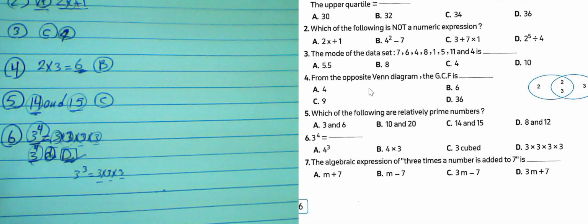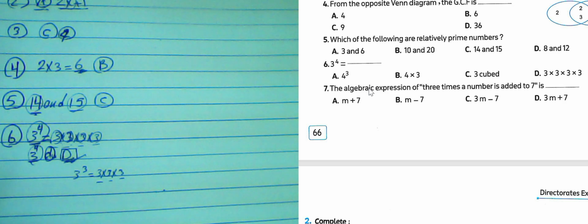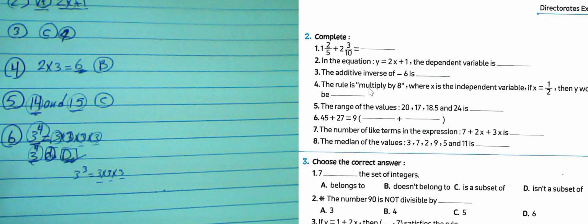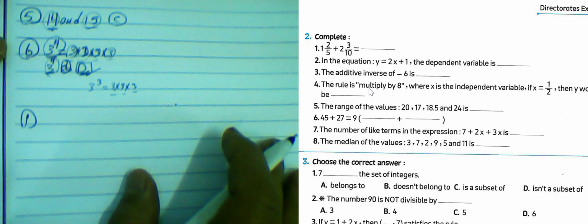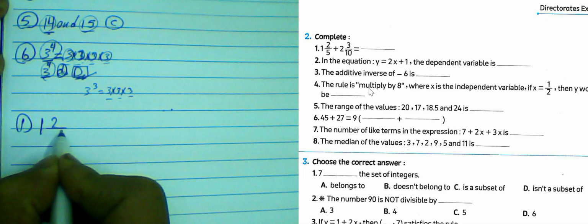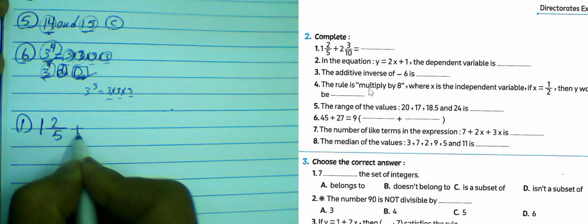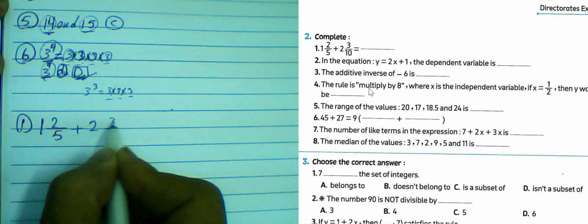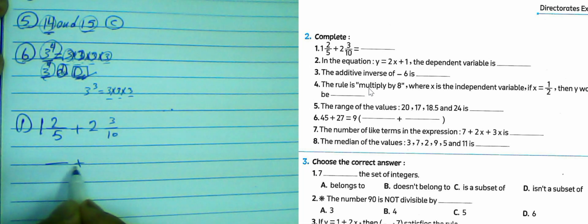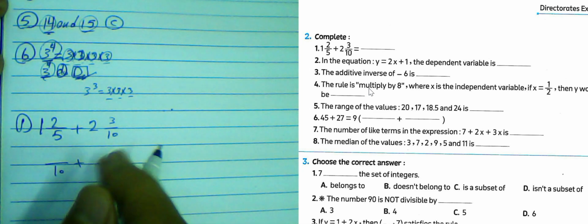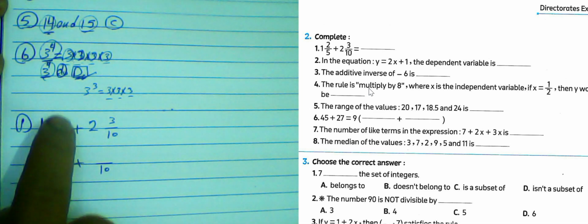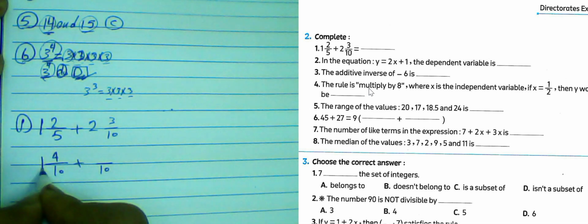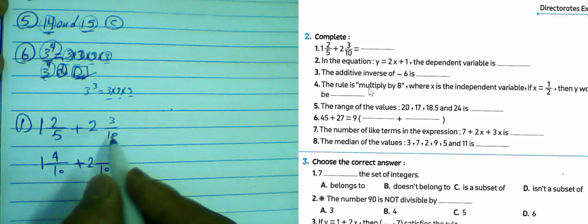Now we will solve the next page, page 67, complete, question number 1. We have here 1 and 2 over 5 plus 2 and 3 over 10. To solve the example, we must find the least common multiple of the two denominators. 10 divided by 5, then 5 times 2 equals 10 and 2 times 2 equals 4. And write 2 outside, write 3 here.